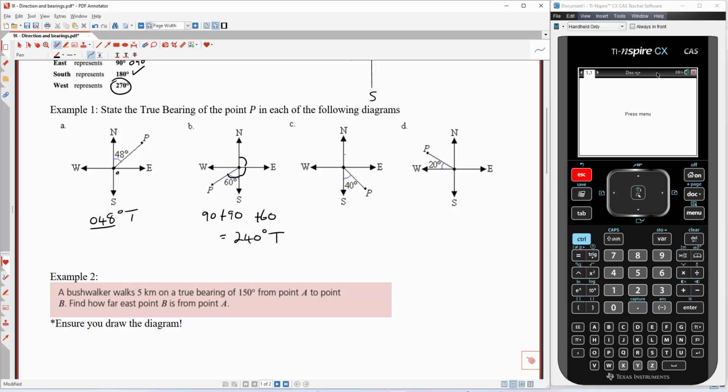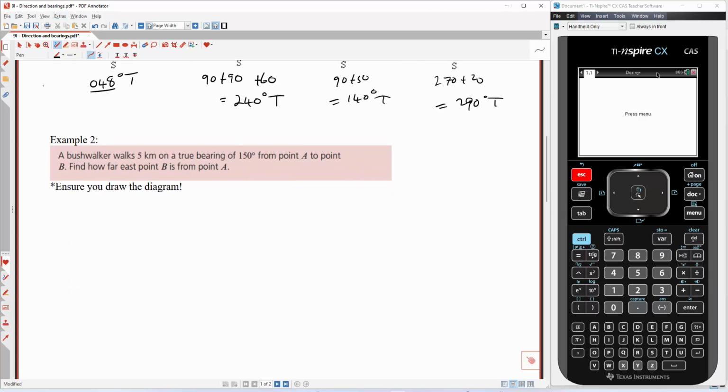This one is going to involve going 90 degrees, plus whatever this amount is, to get to point P. I know it's a full 90 degree turn to get from east to south. So if I remove this 40, this distance must be 50. So this one's 90 plus 50, which is 140 degrees true. This final one involves me facing north and going 90, 180, 270 plus 20. That's 270 plus 20, 290 degrees true.